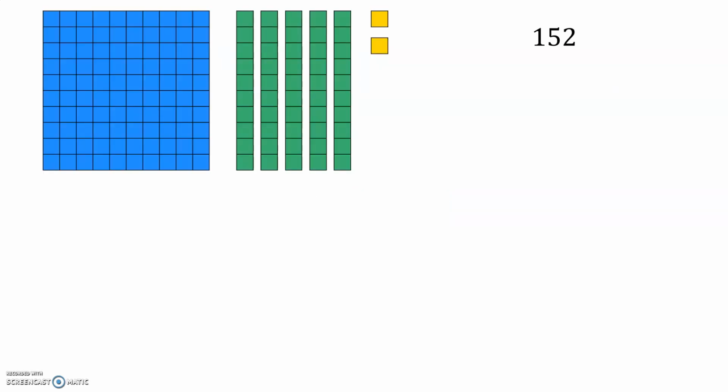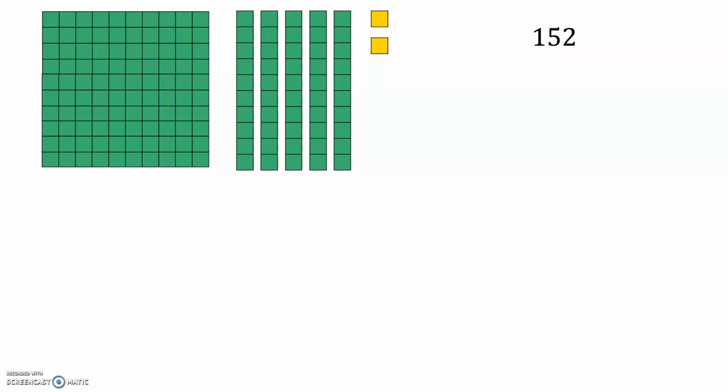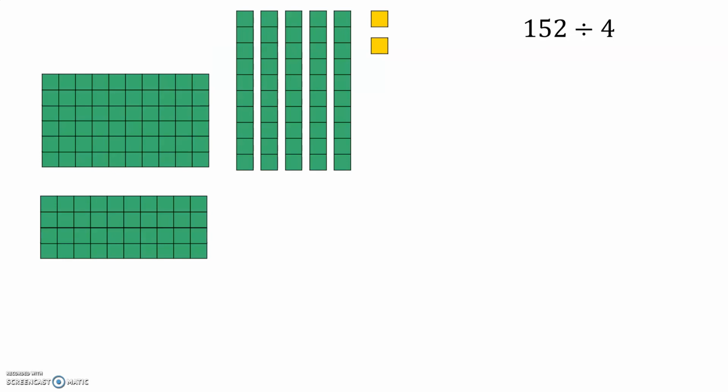So if we took this, we have here 152. Okay, I'm going to exchange the blue 100 square into 10 of those 10 rods because those are easier to work with. So the problem that I'm going to ask here is 152 divided by 4. So let's look at that from this purely visual perspective. So I'm going to create a rectangle using all 152 and make sure that we have a height of 4. So we have along the left hand side here a height of 4.